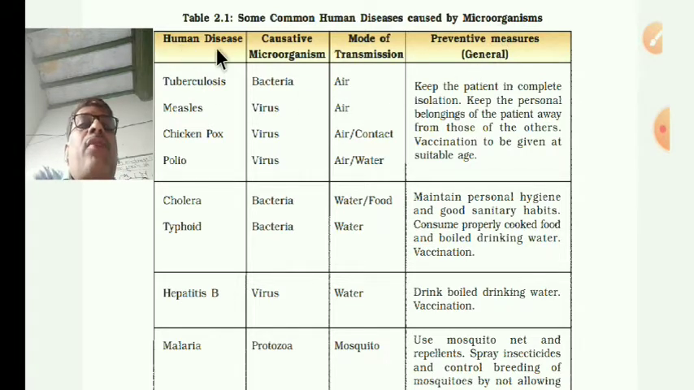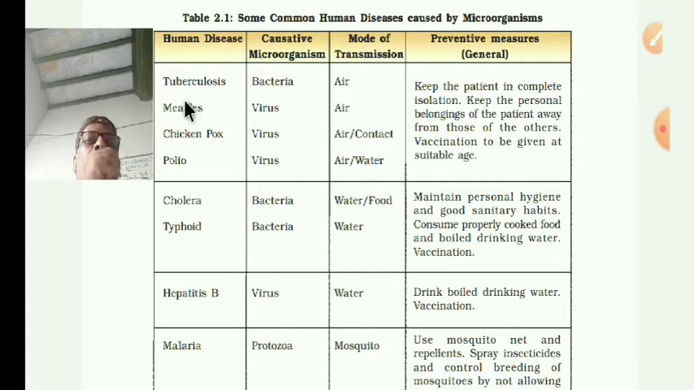See, the first column is given as human disease. The second column will be given as causative. Causative means disease causing microorganisms. Mode of transmission means how it is transmitted or spreading from one person to another person. And this last column is preventive measures.